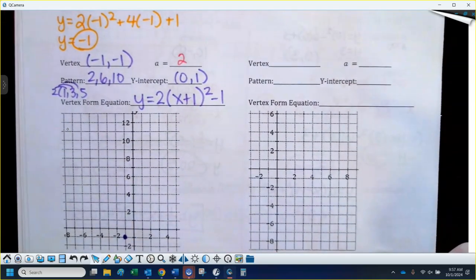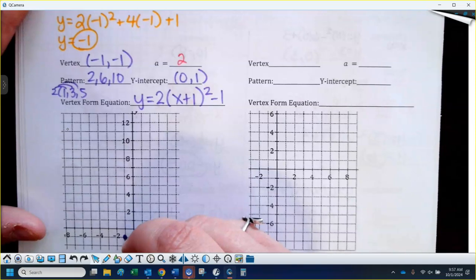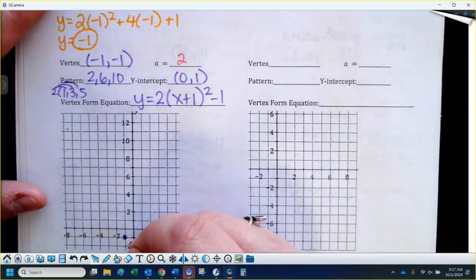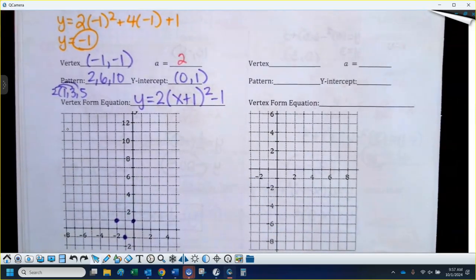All right, now I should go through the y-intercept, which is (0, 1), so this would be a way to check. But on either side of that vertex, you're going to go over 1 and then up the pattern. In this case, it's 2, 6, 10. So I'm going to go over 1, up 2, and that does put me right on that y-intercept where it's supposed to be at (0, 1).